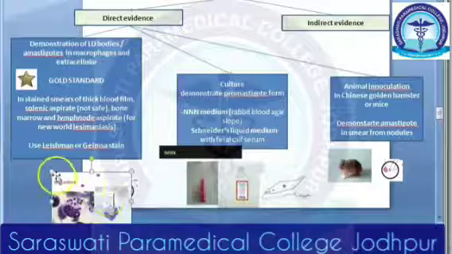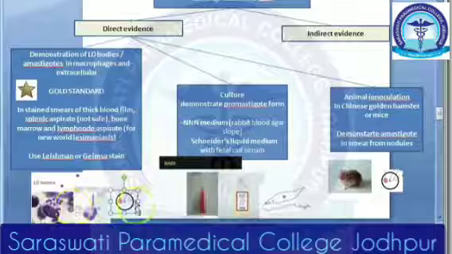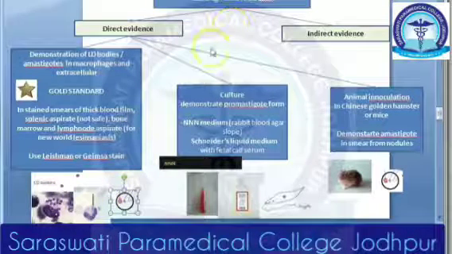You will use the Giemsa stain or the Leishman stain, and you will demonstrate LD bodies. What exactly are these LD bodies? They are the amastigotes of Leishmania.